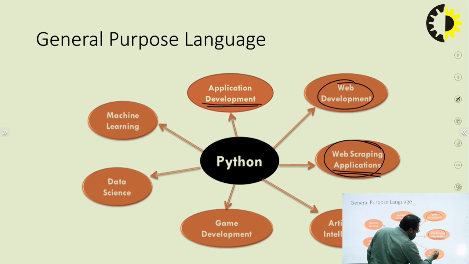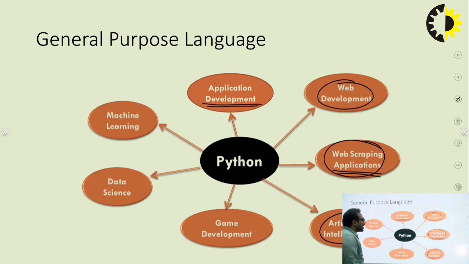Another kind of application is artificial intelligence. If you want to develop robotics, or implement an algorithm related to artificial intelligence, you can easily implement it using Python. Python also provides libraries which you can use to directly implement that particular algorithm.